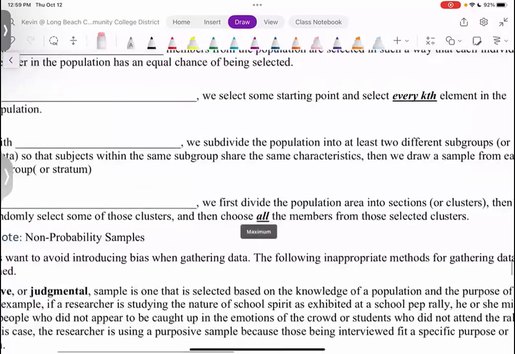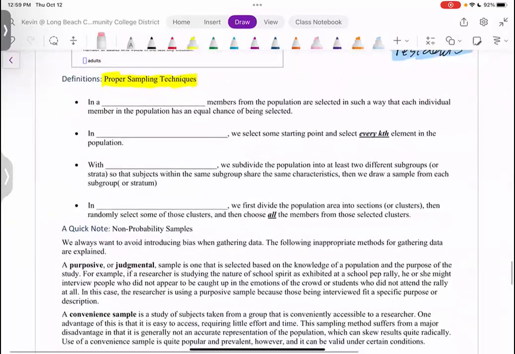In a random sampling, members from the population are selected in such a way that each individual member in the population has an equal chance of being selected. The classic one is everybody puts their name on a piece of paper. They put it into a bag, they shake up the bag, and they close their eyes and they reach in and grab one. Everybody equally has a chance of being chosen. That's random sampling. Next up, we have systematic.